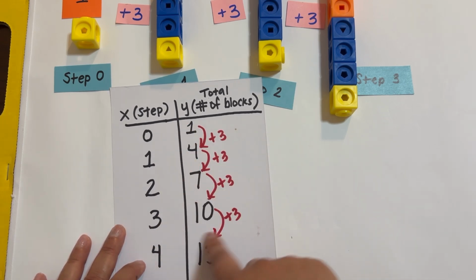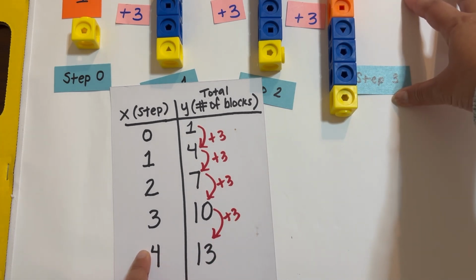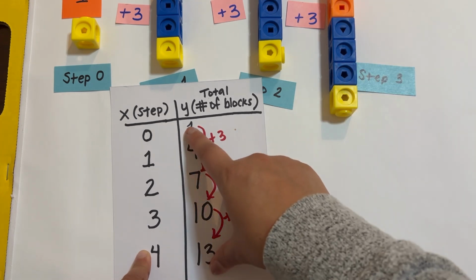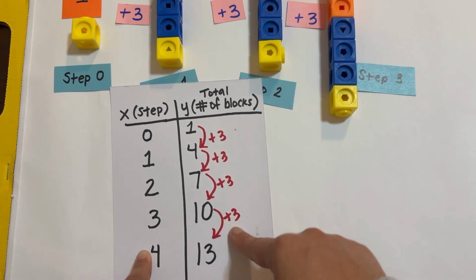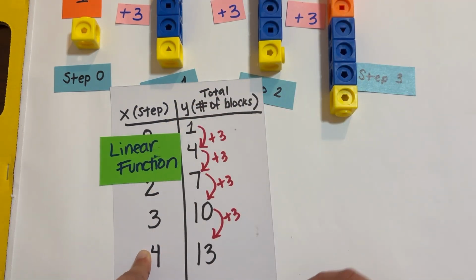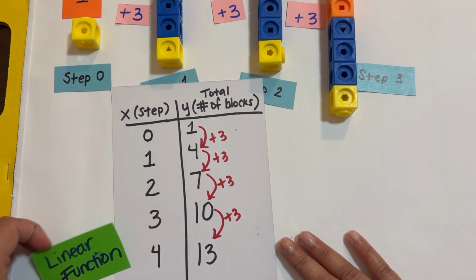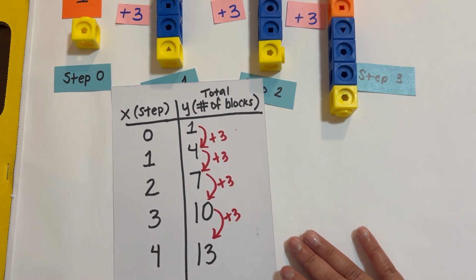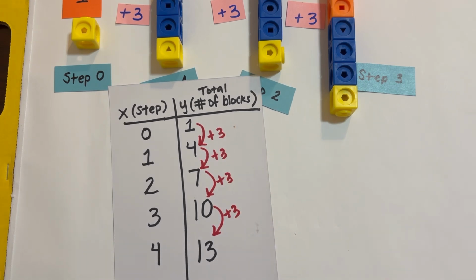If this pattern will continue, we can figure out step 4 even though we did not show it with the actual blocks. We can see that the pattern is adding by 3 each time. This is repeated addition. Whenever you have repeated addition or repeated subtraction, it is known as a linear function. This number is called slope or constant rate of change. Whenever mathematicians see patterns, we use those patterns to predict future values.